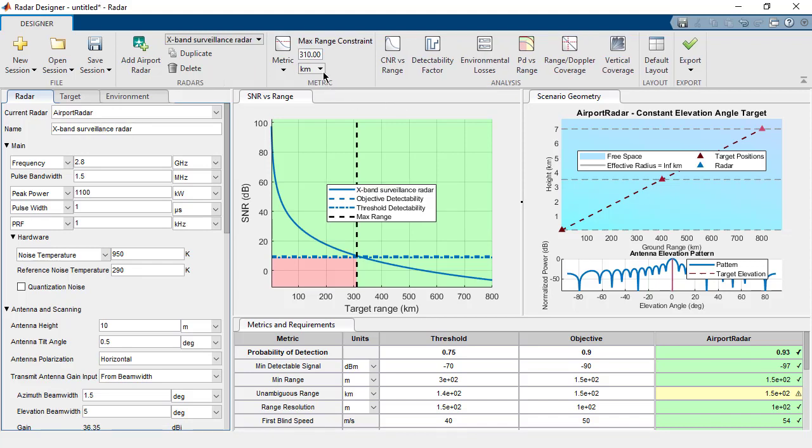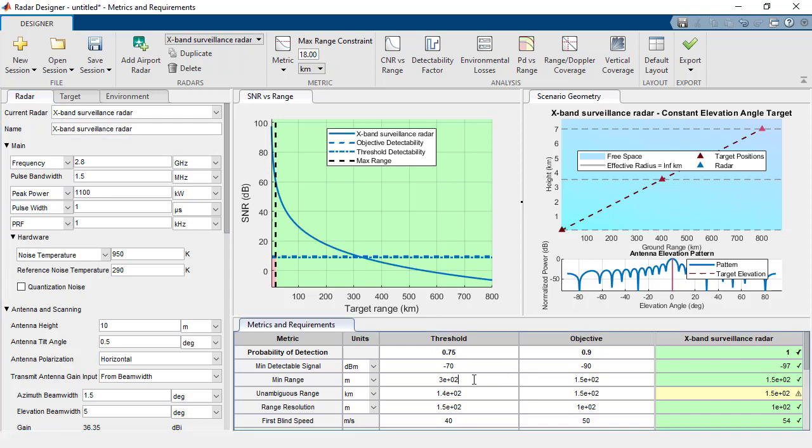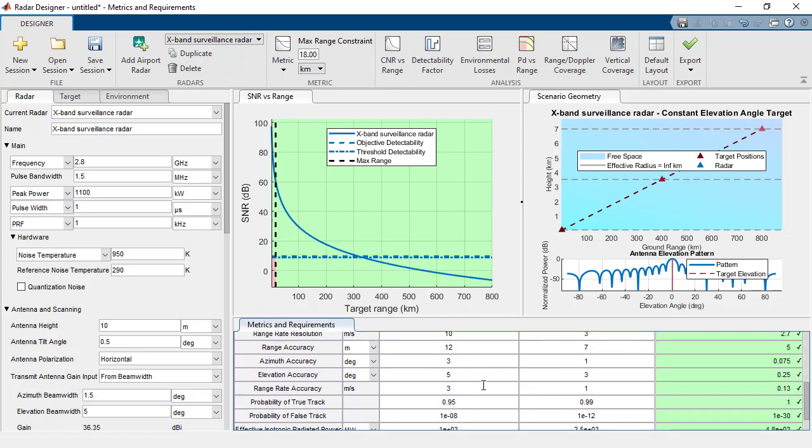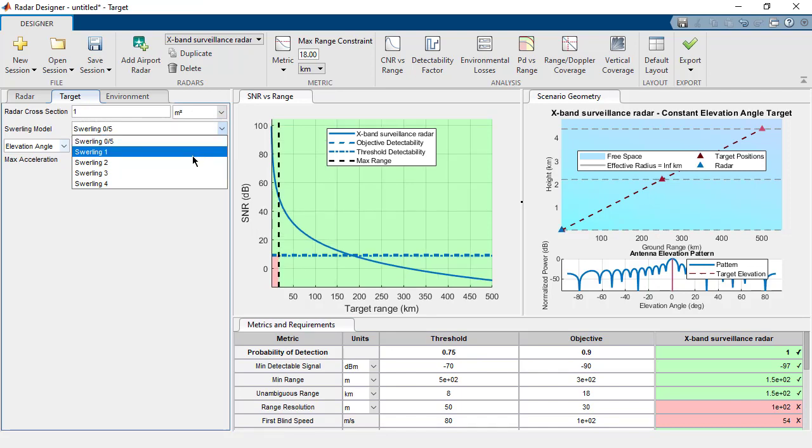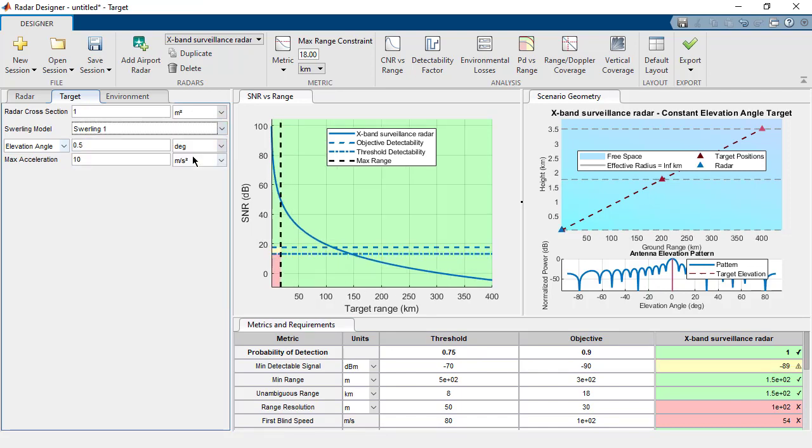We'll start by adjusting the max range constraint, then input our threshold and objective requirements. The desired performance of the system is defined by the objective requirement, but the system is considered to have an acceptable performance if threshold is met. The manned aircraft is a Swerling one target with radar cross-section of 1 meter squared. Now we can set our radar parameters.